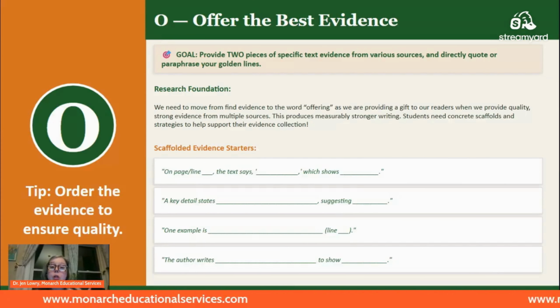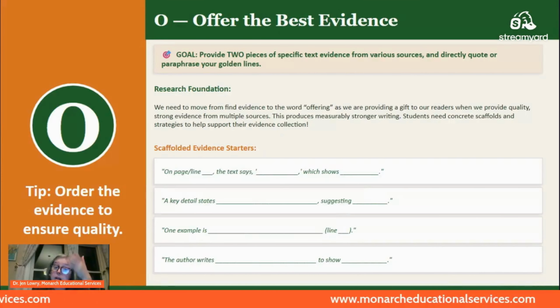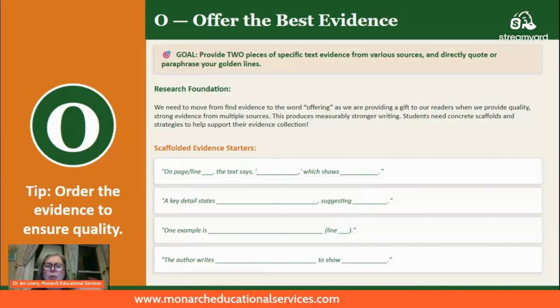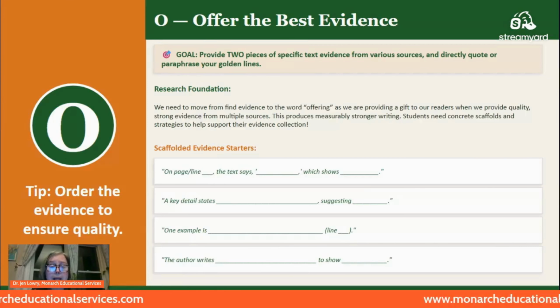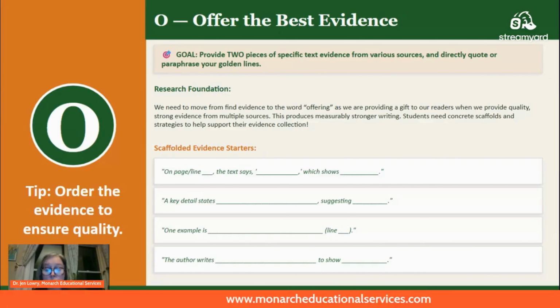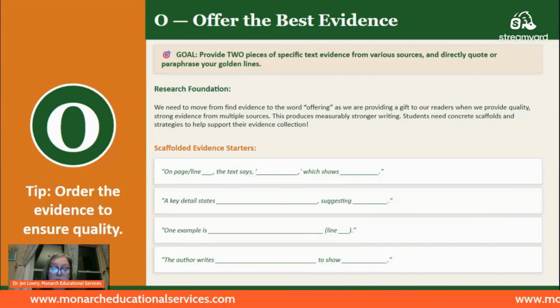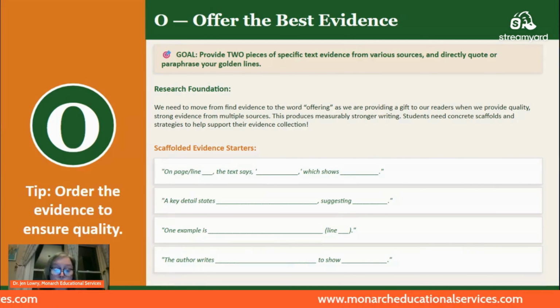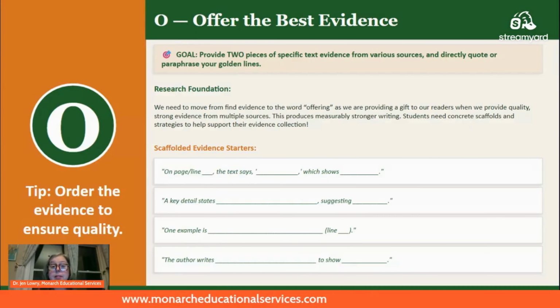And so in order to give them the best gifts, sometimes when you're out there finding evidence, you'll notice that there could be some weaker points, and you really don't want that. You want to have a strong argument. You're wanting to build a strong case, right? So this produces measurably stronger writing, and students need concrete scaffolds and strategies to help support their evidence. So we do have some frames here for you. I also have additional frames that we're going to be sharing at the end of the series.